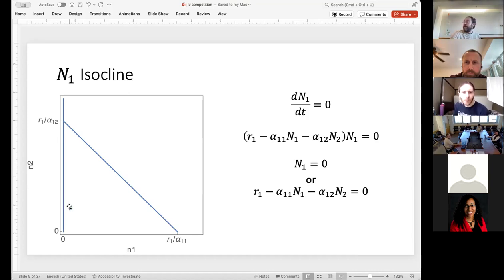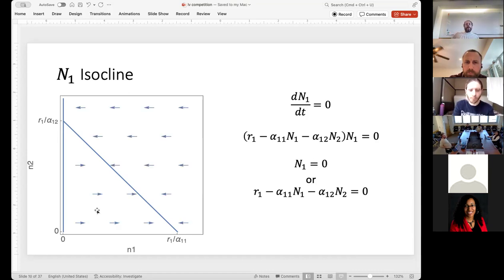Don't forget about this N1 equals 0 part. It's pretty important. It serves a good purpose here: together with the N2 isocline, it's going to make a little fence, so that the state of the system always stays in the positive quadrant. We don't have to worry about species getting into negative land, doing unrealistic stuff. Okay, so that's the N1 isocline where N1 stops changing.